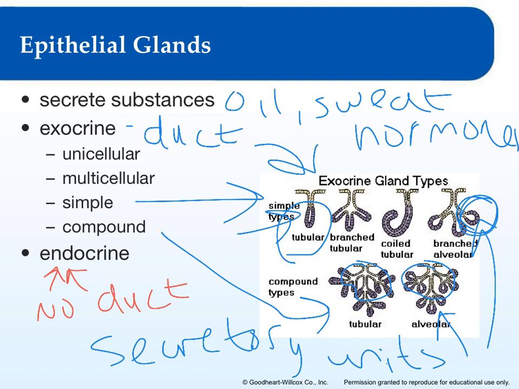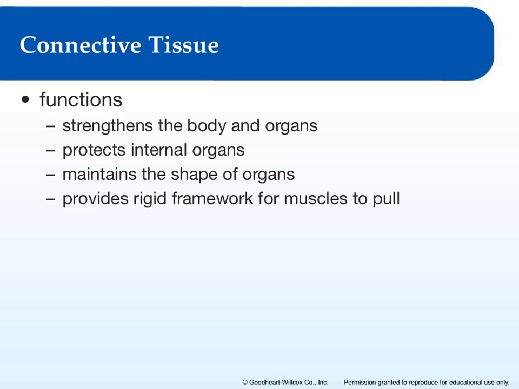Okay, so that's our epithelial tissue. Your epithelial tissue is going to be your biggest category with kind of the most information in it. The other three types will go much faster. We're going to talk about connective, muscle, and nervous tissue. So starting first with connective tissue.